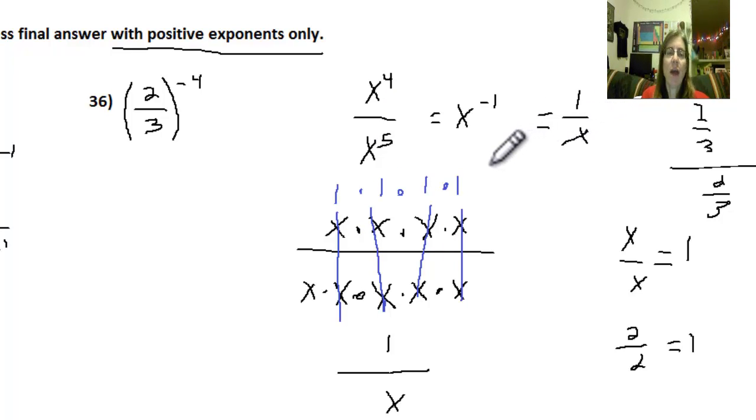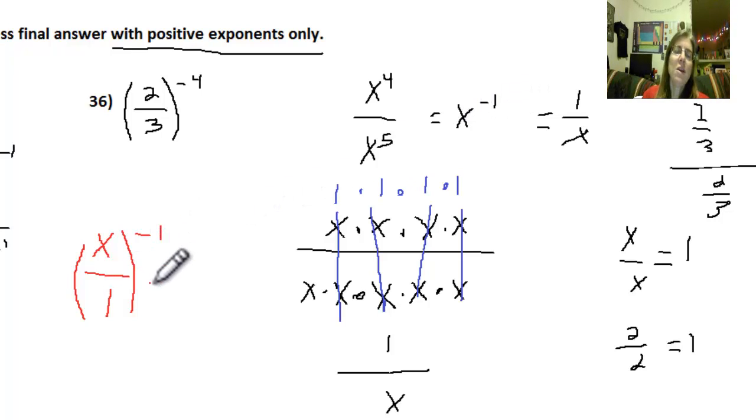So now that you understand that, let's look at this problem. What we did is x to the negative 1, let's write that down as x over 1 to the negative 1 power. That's the same thing because x over 1 is still just x. Because x to the negative 1 equals 1 over x, that equals 1 over x. So really, you're flipping that fraction. That's what we did. You just flipped it.